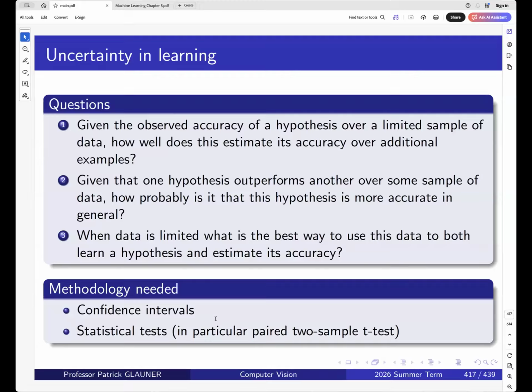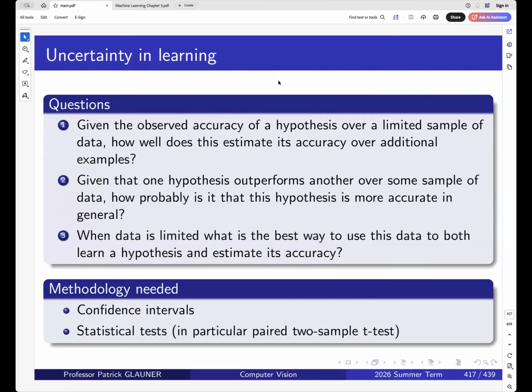And we can address these questions with different methods. Maybe for some of them, confidence intervals could be helpful. Maybe for some of these other questions, for example, question 2, we could also think about statistical tests. In particular, we could choose a paired two-sample t-test. So you've learned about statistical tests in your statistics class, and there are lots of statistical tests out there, probably hundreds, and there's one that is the paired two-sample t-test that could maybe help us to address the second question.